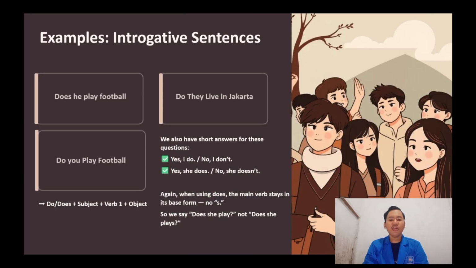Okay, next, interrogative sentence. Now, how do you make a question? The formula for interrogative or question sentence is do or does plus subject plus verb 1 plus object. Example, do you play football? Does he play football? Do they live in Jakarta? We also have short answers for this question. Yes, I do, or no, I don't. Yes, she does, or no, she doesn't.